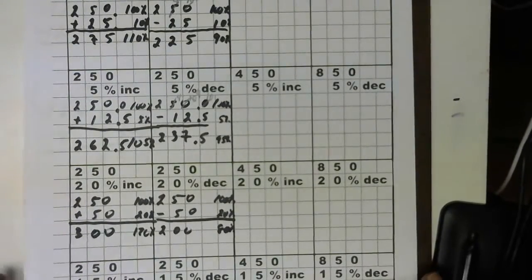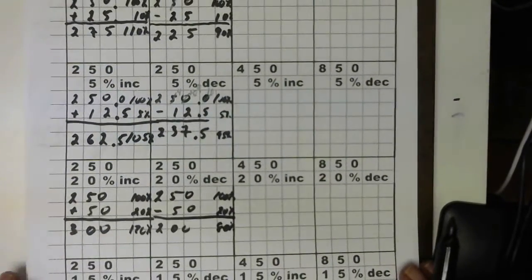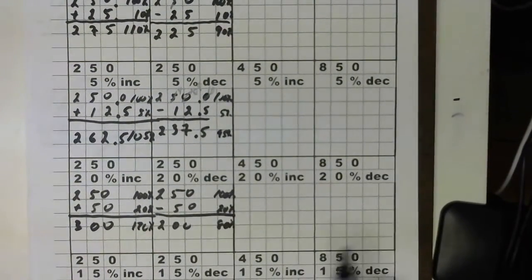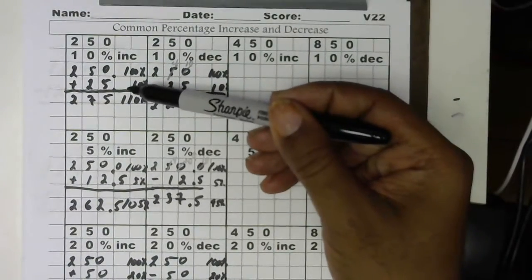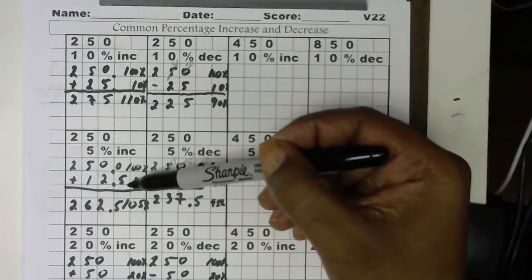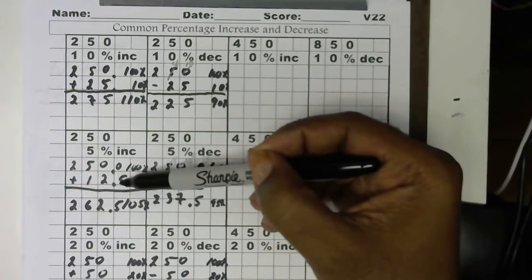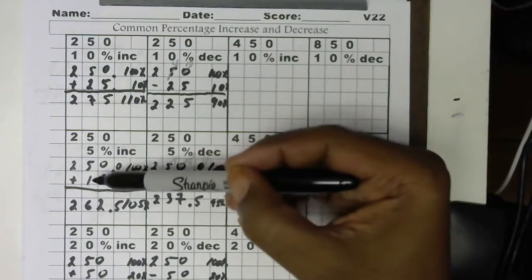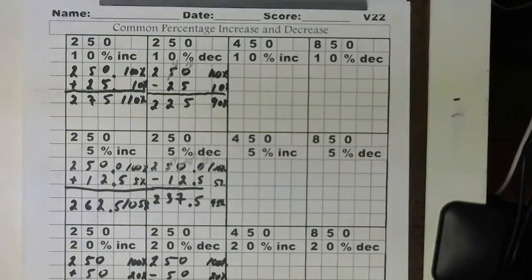All right, the last one's here. We're going to do a 15%. In order to do a 15% here, we're going to need to put our 10% together with our 5%, which is the 25 together with the 12.5. When I put a 25 together with a 12.5, which is 10% with 5%, I get a 15% answer.